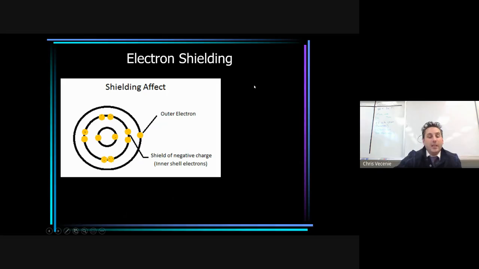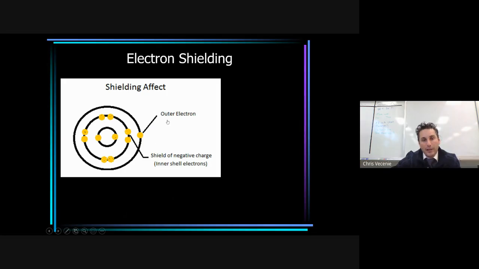The second one is electron shielding. The electrons that are most prevalent in participating in reactivity, in making bonds and things like that, are those valence electrons. And we've talked about why those are important. They have their own structure. Remember, we did our dot structure, which was the valence electrons. Those electrons are particularly important.